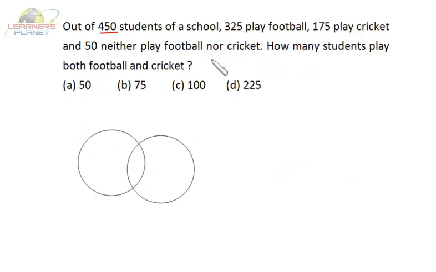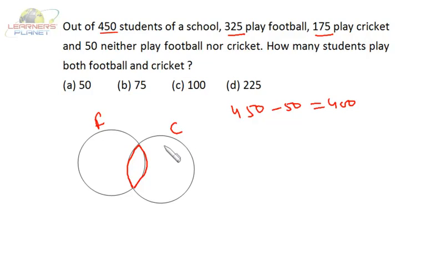Now friends, let's see this problem. Out of 450 students of a school, 325 play football, 175 cricket, and 50 people are playing nothing, neither football nor cricket. So we have to find out how many students are playing both football and cricket. That means if it is football and it is cricket, we have to find out this data. Okay. Now friends, this is something different from the previous problem. Here 450 students are there, and out of them 50 are not playing any of the game. That means the sum of these two circles must be 450 minus 50, that is 400.